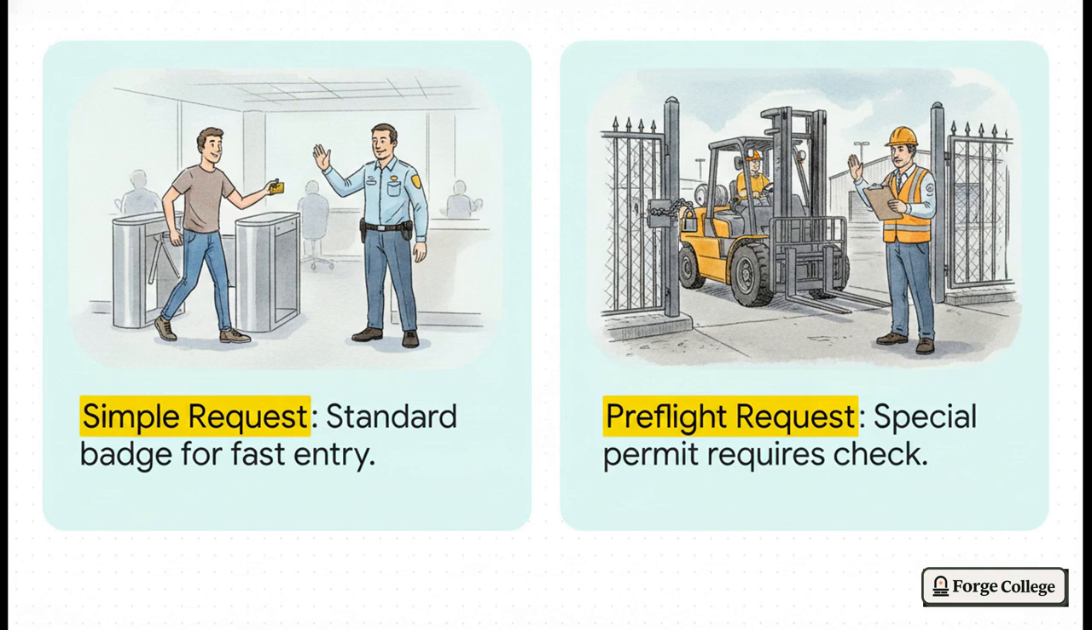But then we have the preflight request. This is like a visitor showing up and trying to bring a giant, heavy forklift into the lobby. They need a special equipment permit for that, right?